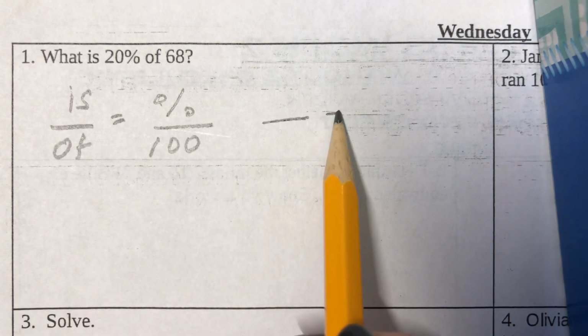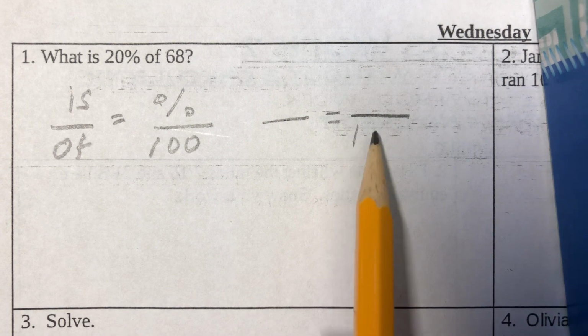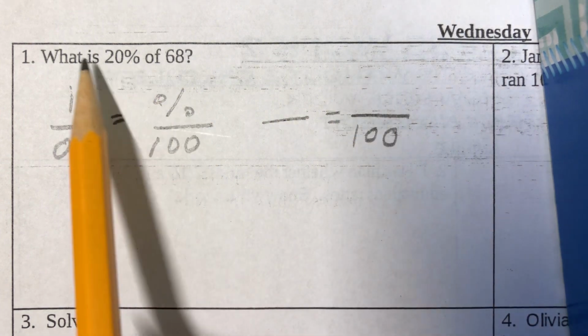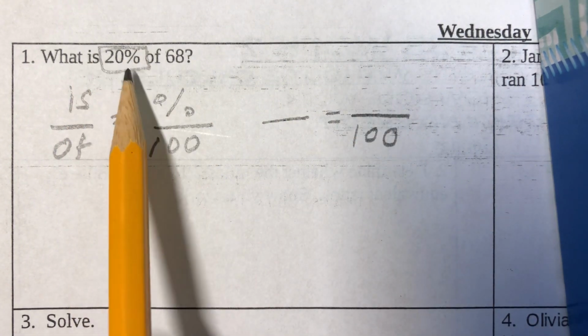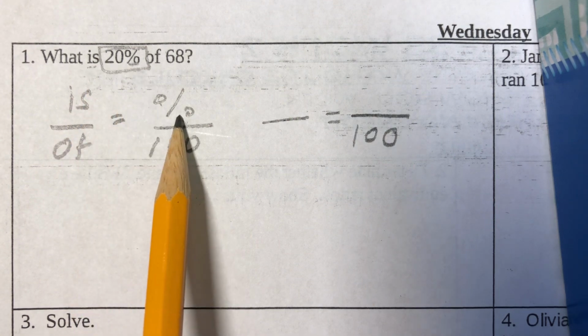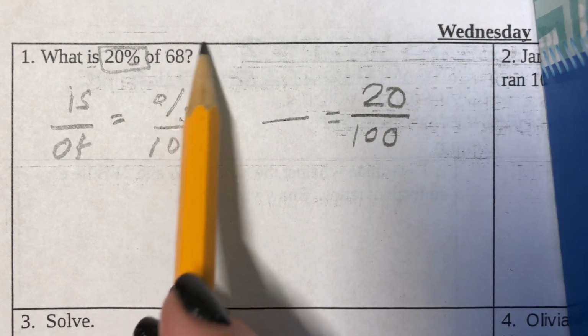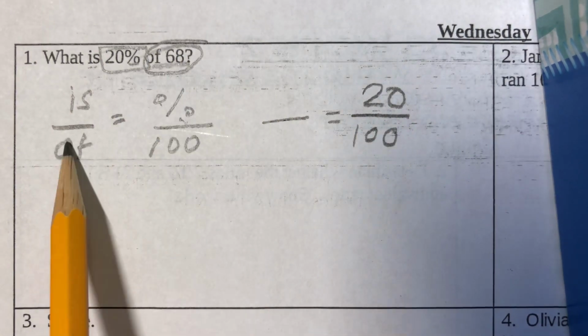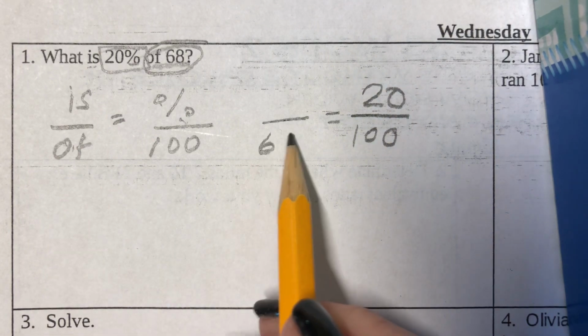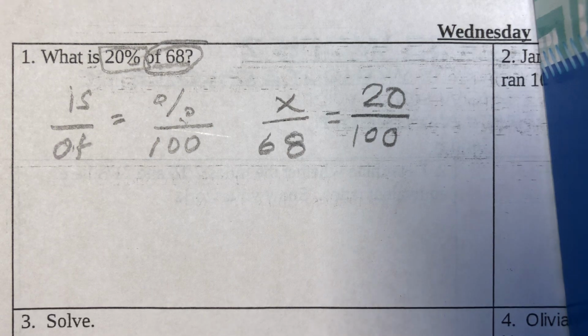And all I'm going to do is write out my lines and insert my values. My 100 always stays in the same spot. What is 20%? So yes, there's an "is" here, but the percent lets me know that's a percent, so it needs to go in this space on the formula. So I'm going to go ahead and put a 20 here. And then of 68. Of 68 needs to go in the of spot. 68 is here. And then my mystery value is going to get an X. That's what I'm trying to find the value of.